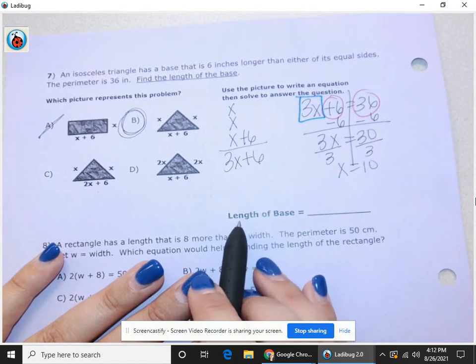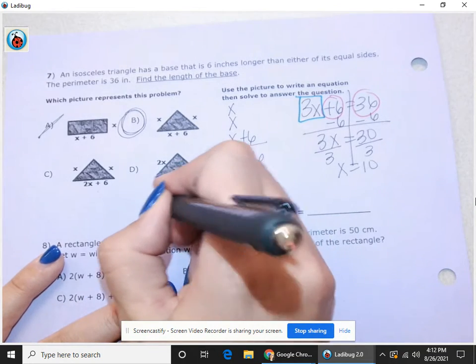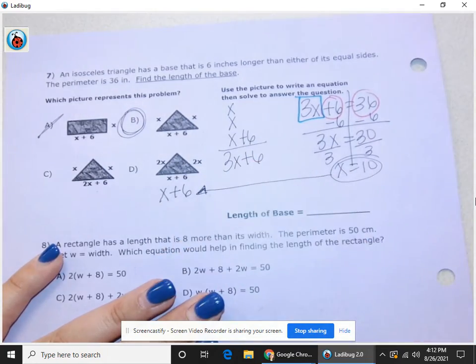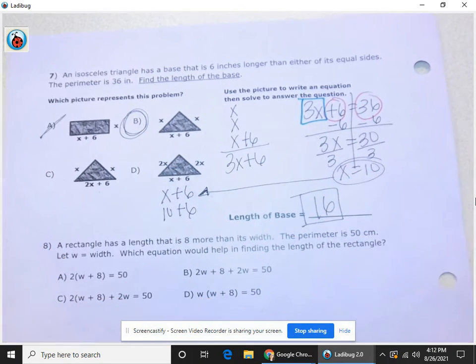But again, we're looking for the length of the base. Well, the length of our base is x plus 6. So I'm going to take this x, plug it in here. 10 plus 6 is 16, and that's the length of our base.